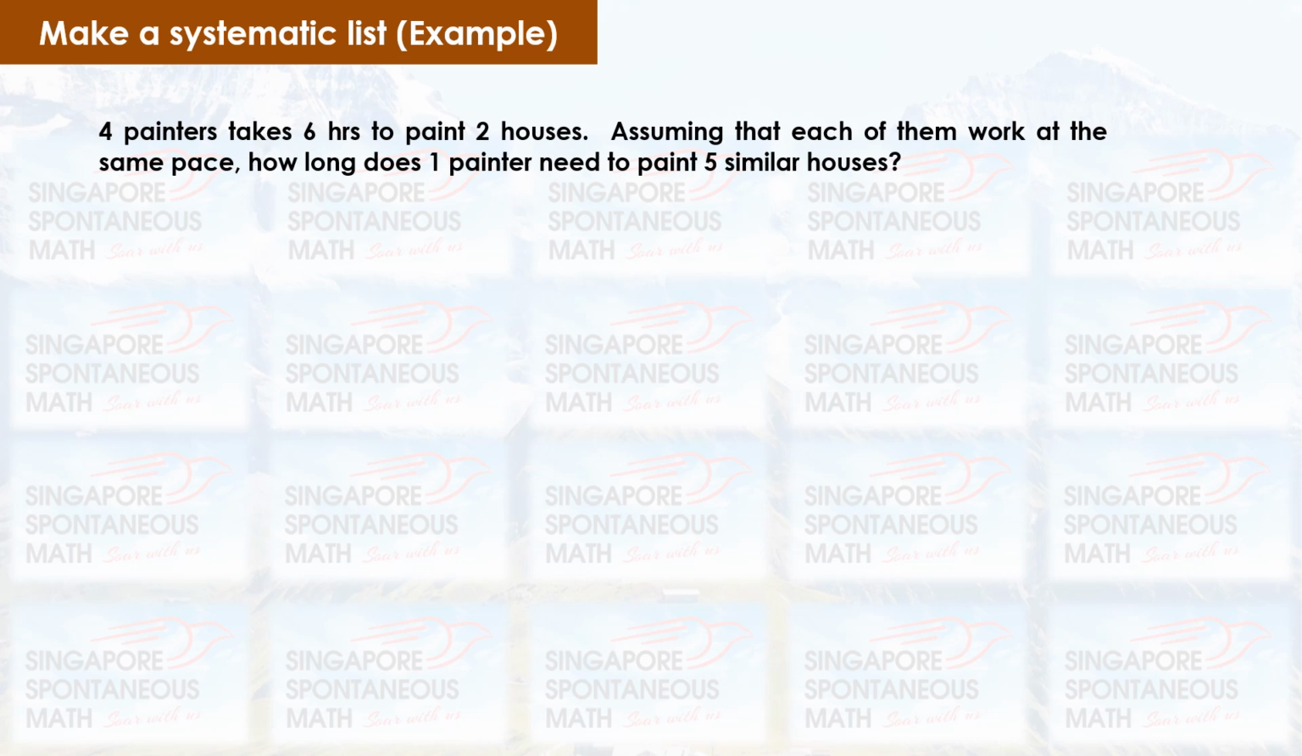Four painters take 6 hours to paint 2 houses. Assuming that each of them work at the same pace, how long does one painter need to paint 5 similar houses?